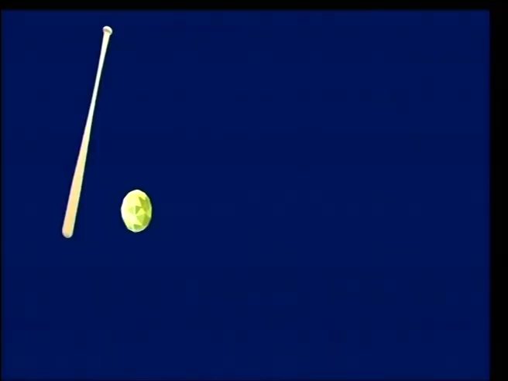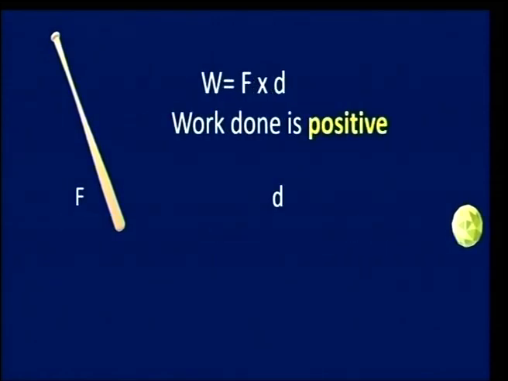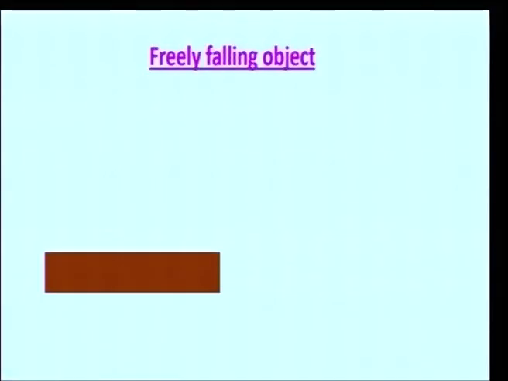So let's try to understand more about work done, children. Let us observe this picture, children. A bat hitting this ball. So the force is applied in this direction. Now the ball is moved in this direction. So here the force and the displacement both are in the same direction. So when the force and displacement both are in the same direction, in this case the work done by that force is positive.